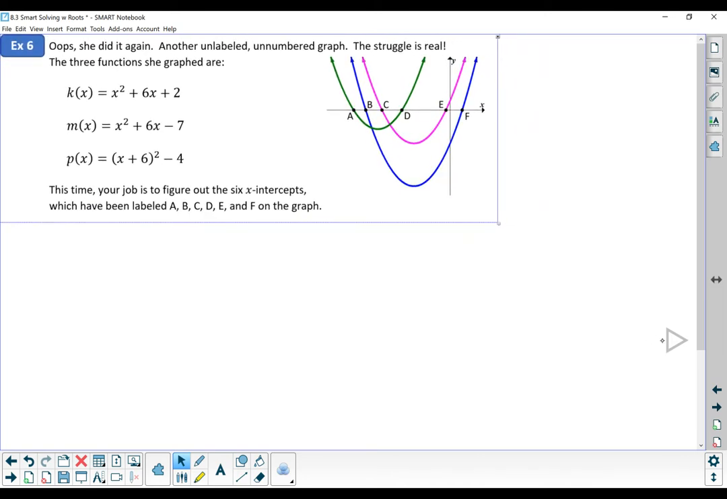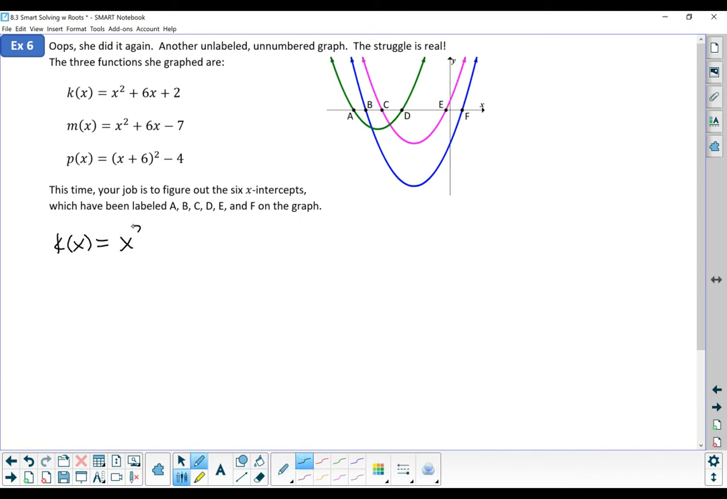Give myself some space to work here. Let's just start with function k. We'll just start at the top and go through them. Function k is x squared plus 6x plus 2.